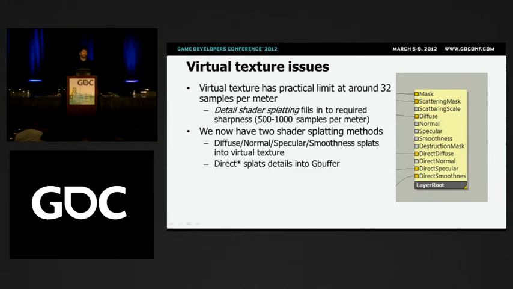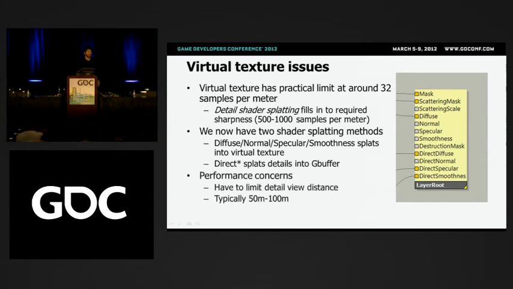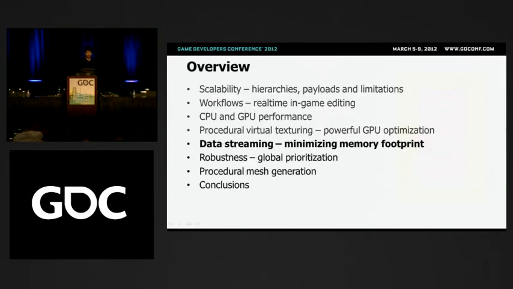Now, the main reason for having the virtual texture is that shader splatting is too expensive, or very expensive at least. And now we're adding it again. But the good thing is that it's only for the details. So we can limit the view distance, typically to 50 to 100 meters, and then the cost of this detailed shader splatting is kept under control, often.